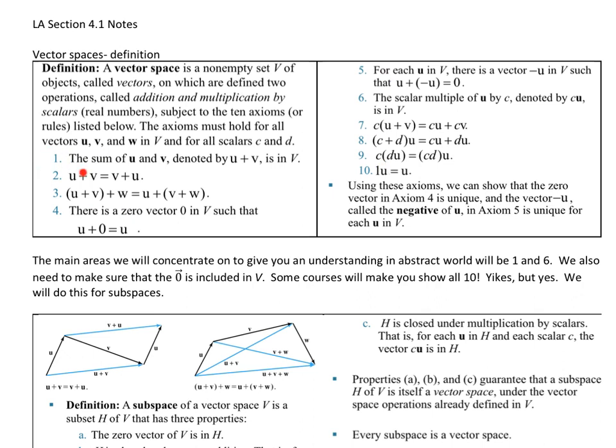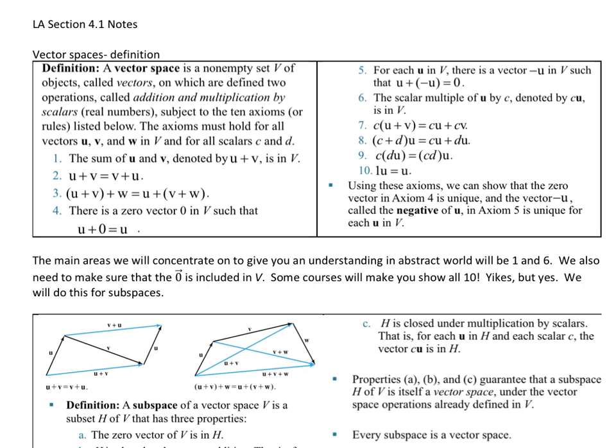So number 1, the sum of u and v, denoted by u plus v, is in V. So if I add two vectors, it stays in whatever space I'm giving you. And so you're going to test these vector spaces out to see if we stay inside. If not, one counterexample, boom, it's out.